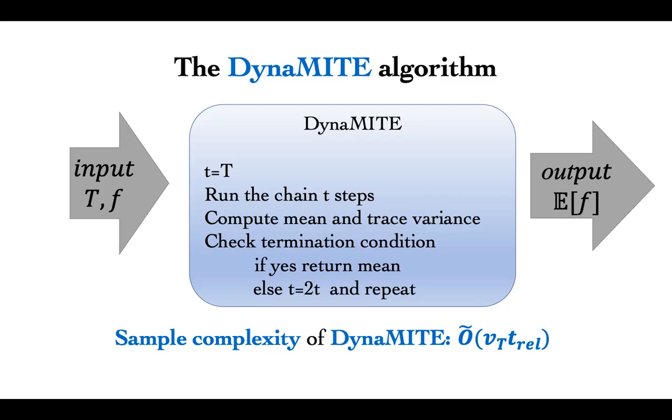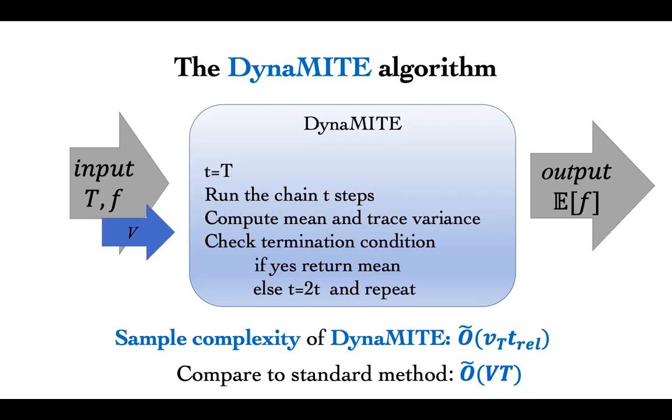The sample complexity of Dynamite is O tilde of the trace variance times the relaxation time. Compare this to standard methods, which get O tilde of an upper bound V on the stationary variance times an upper bound T on the relaxation time. These standard methods not only have worse sample complexity, but also require a priori knowledge of capital V as an input to the algorithm.